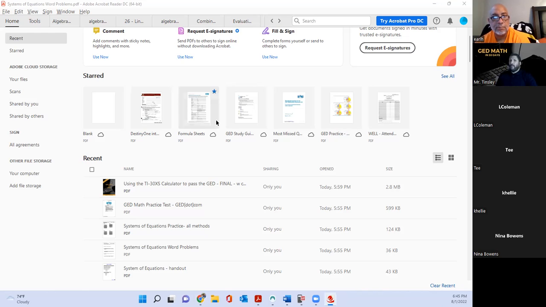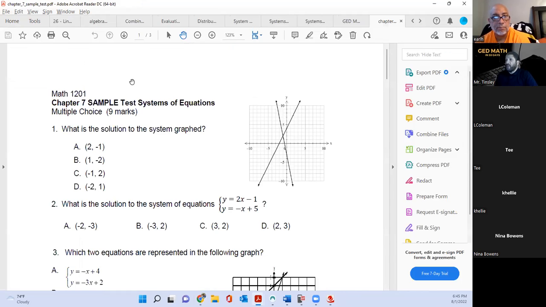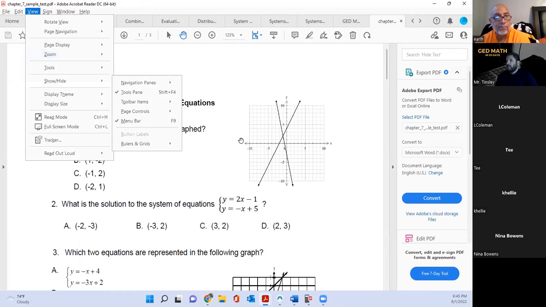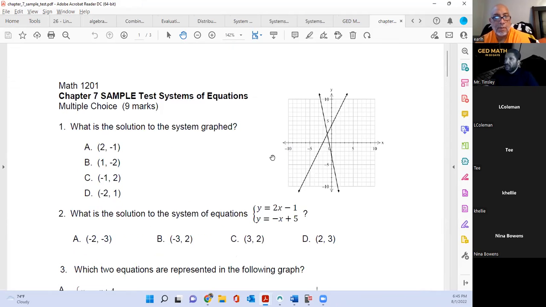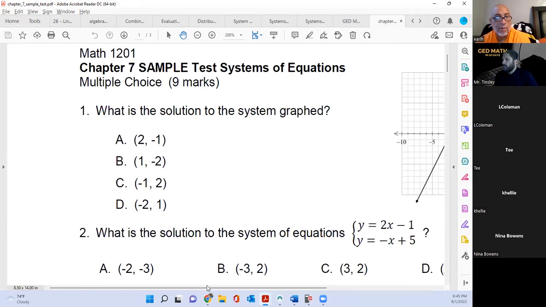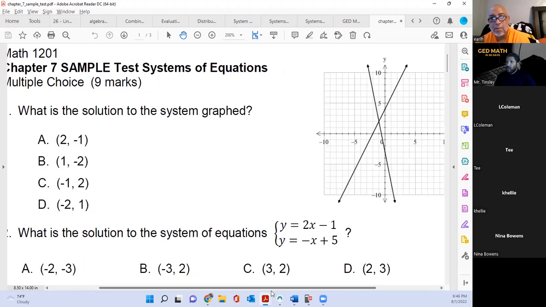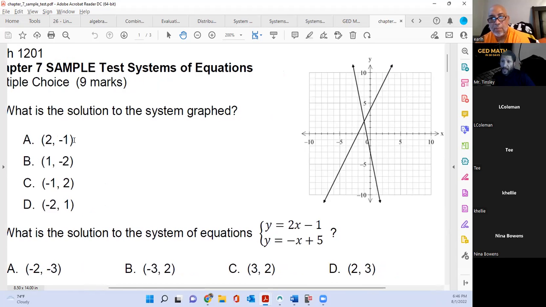All right. So what I'm opening up is, again, a system of equations. They gave you the multiple choice, but let's look at number 1. What is the solution to the system's graph? Would it be 2, minus 1; 1, minus 2; minus 1, 2; or minus 2, 1? What ordered pair will solve this system of equations on the graph to the right?